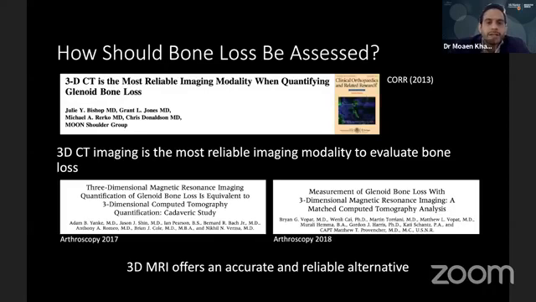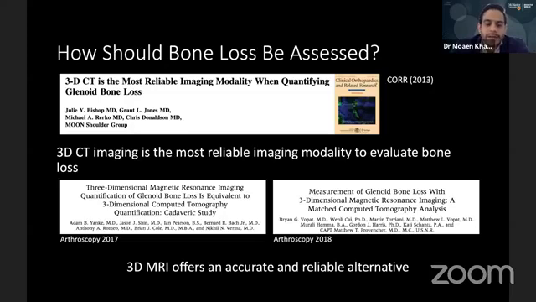How should we actually be assessing it? What modalities should we be using? I think really the standard of care in 2021 is a 3D CT scan looking at an en face view of the glenoid. This was published by the Moon Group, and I think the 3D CT scan is the most reliable method for quantifying glenoid bone loss.